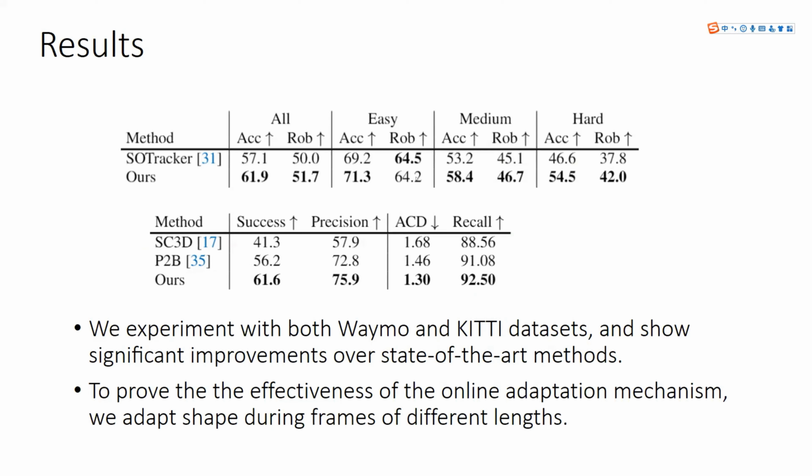The difference between the SOT tracker and the one with shape reconstruction is not that significant in the easy split, and even on the robustness evaluation metric, in the easy part the SOT tracker gets better results. And for the shape reconstruction, the trends are similar. We're still better than P2B and SC3D in terms of chamfer distance and recall.